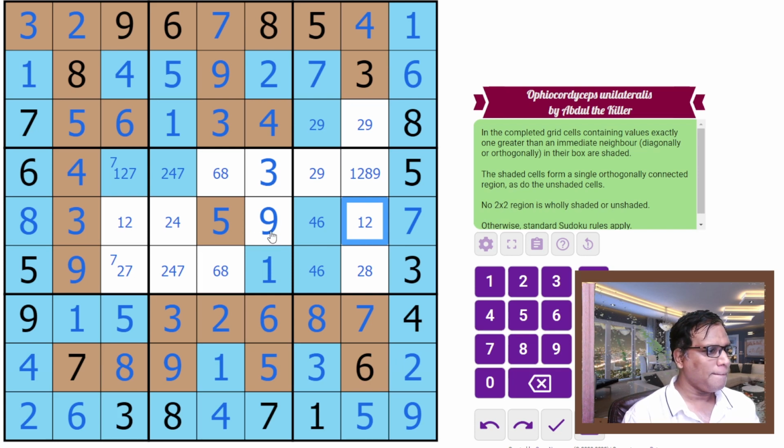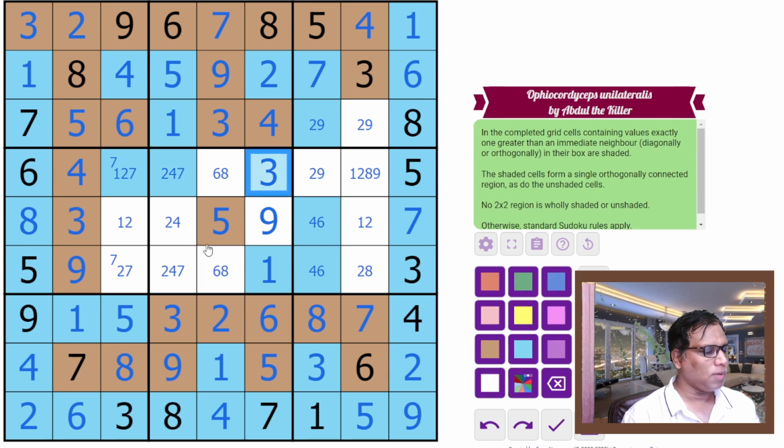Now, 2 is here, right? So far away from 3. So that 2 has to be light. 9. 9 is dark because wherever 8 is, it is still touching 9. So 9 has to be dark.